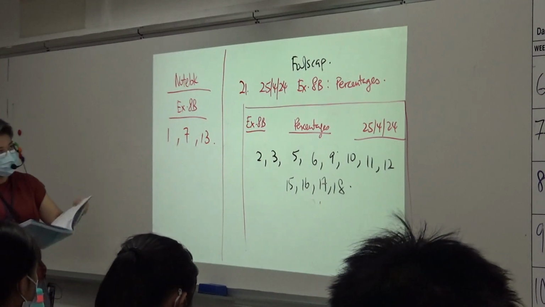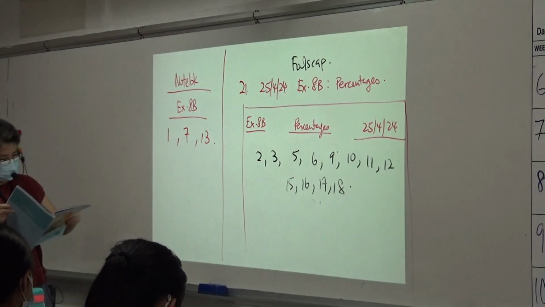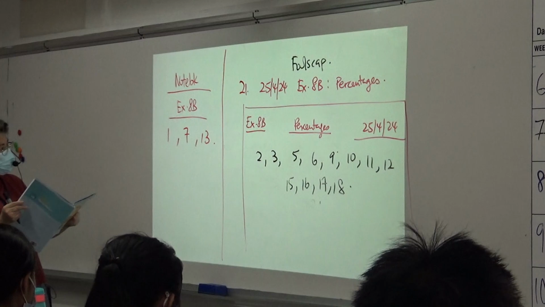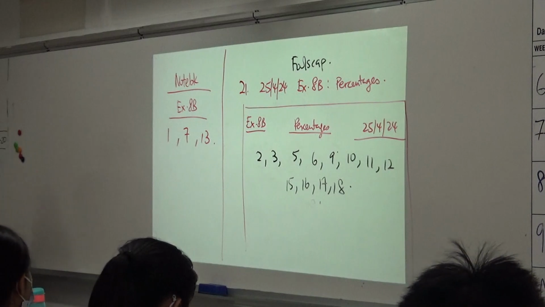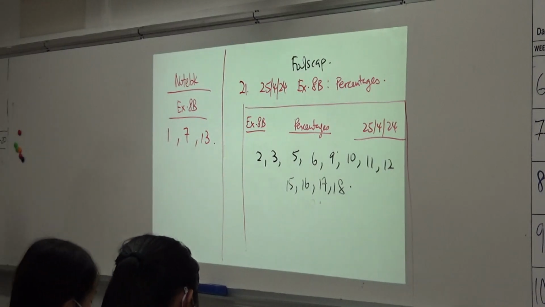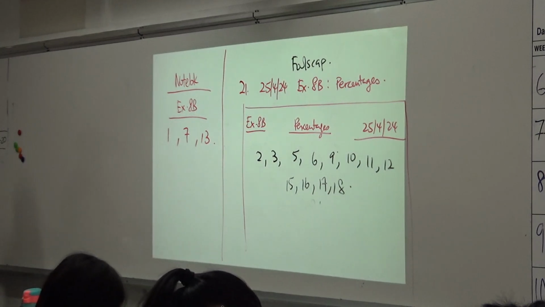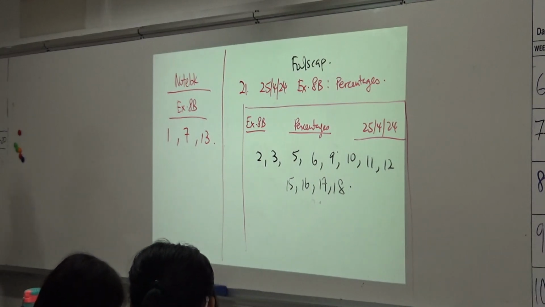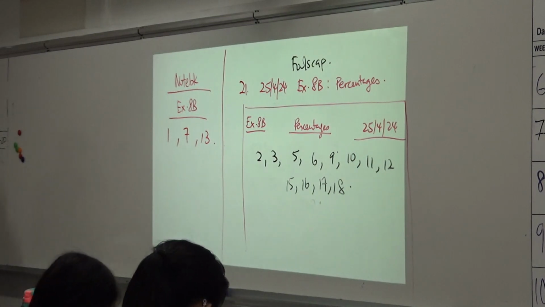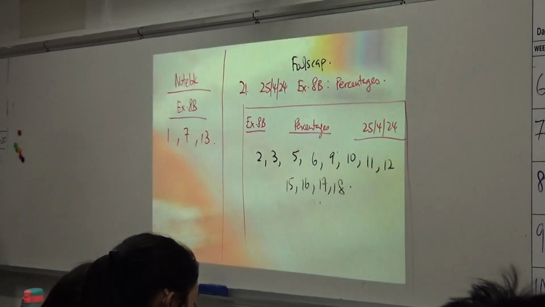Then let me check if I have written correctly. So percentages 2, 3, 5, 6, 7, 8, 9, 10, 11, 12, 13, 14, 15, 16, 17. Okay, correct. So all these are to be done. Okay? I still have 15 minutes. You can decide you want to do the notebook first or the full step first. Is that okay? Kaylen, can you stop the video for me? The rest of you to start your work now. And I do not want anyone standing anymore.